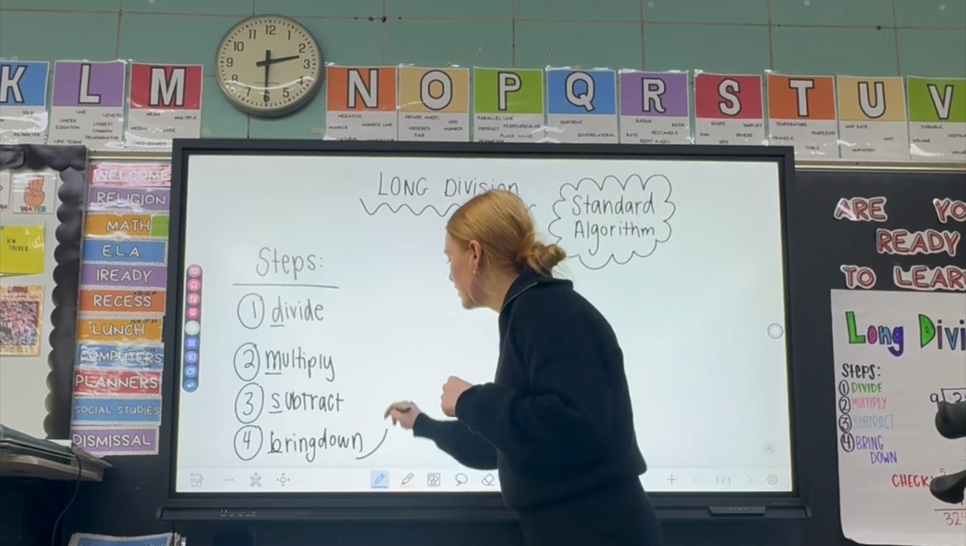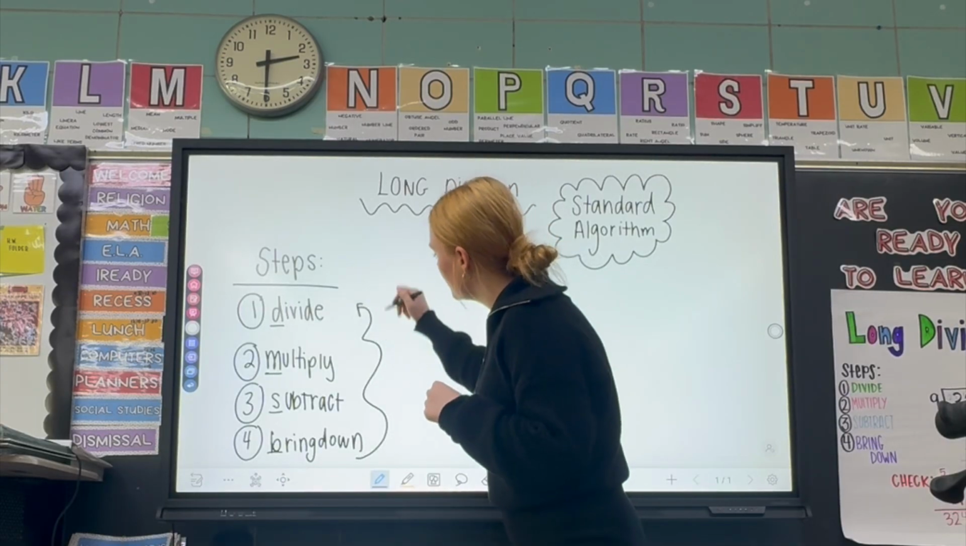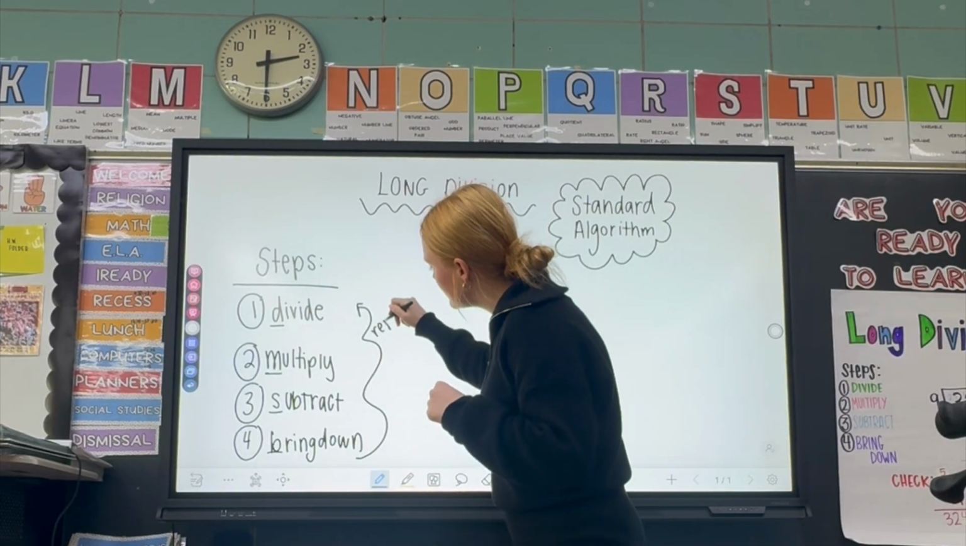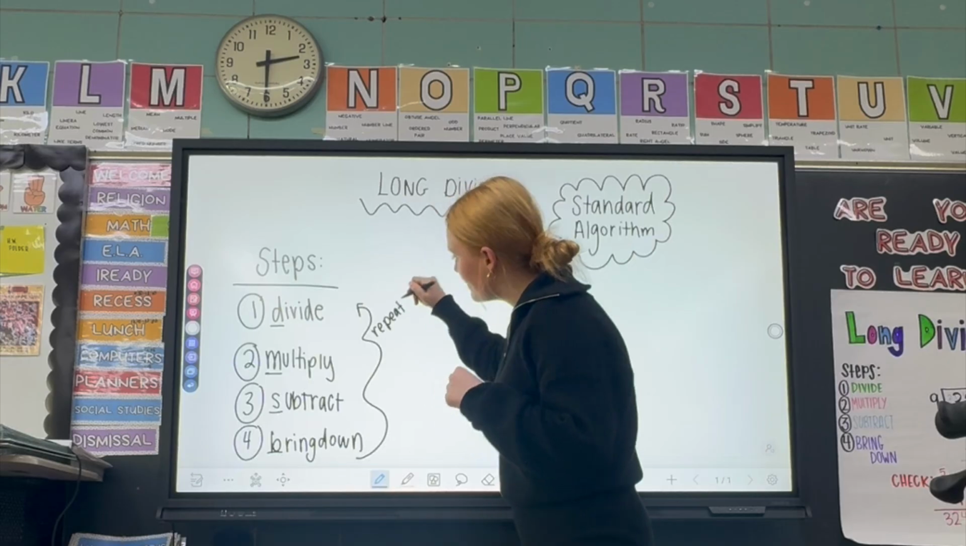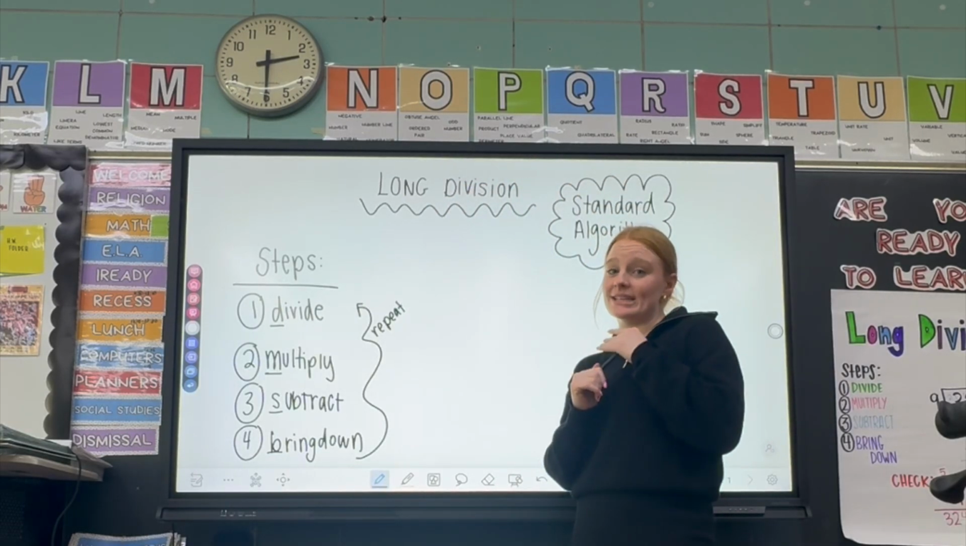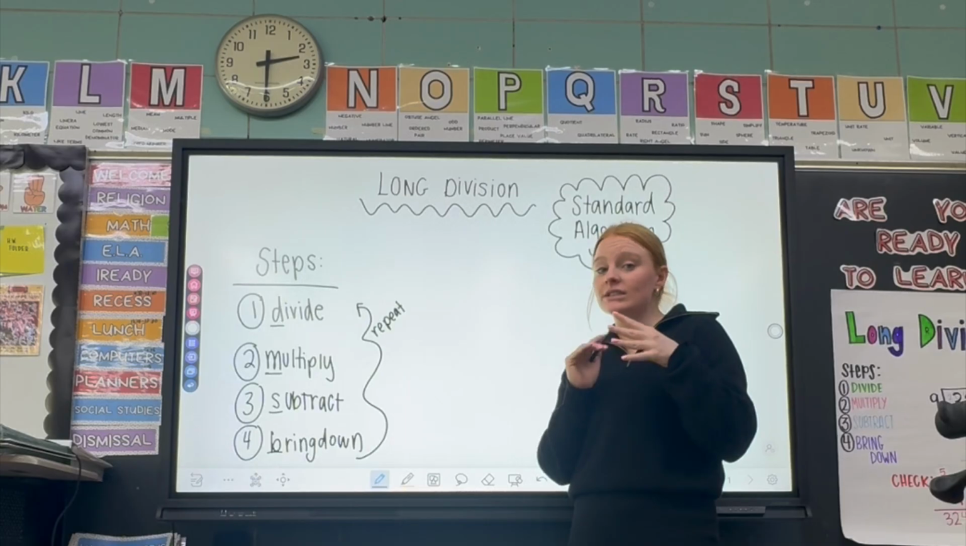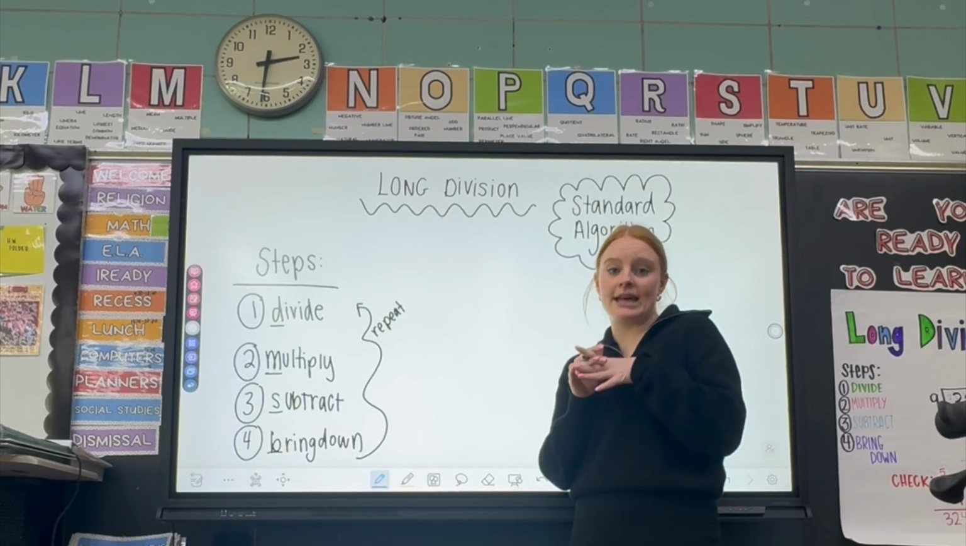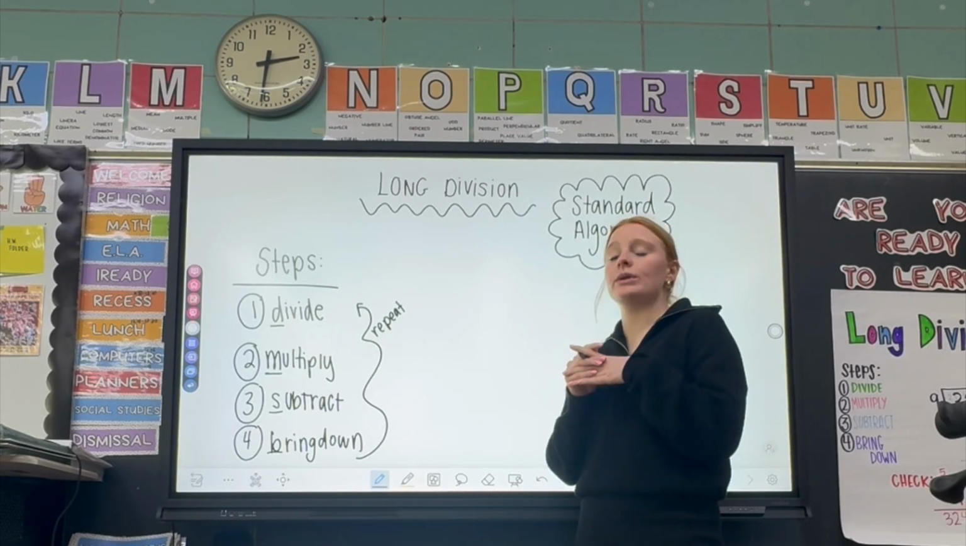And then you're just going to repeat these steps multiple times. It's super important to memorize these steps. So you can come up with a little saying or phrase to help you memorize them, or you can think of the saying we did in class.